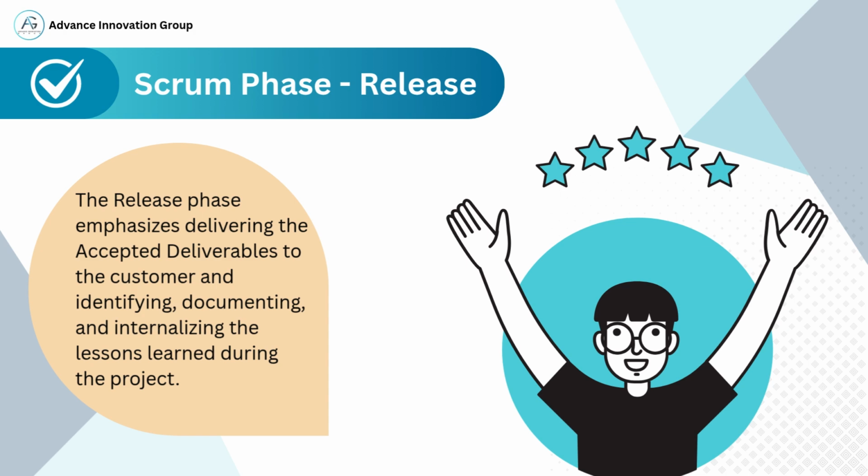Tool: sprint review meetings, a collaborative session where the team demonstrates the increment to stakeholders for validation. Output: accepted deliverables. These are approved items that meet expectations and are ready to be delivered to the customer.